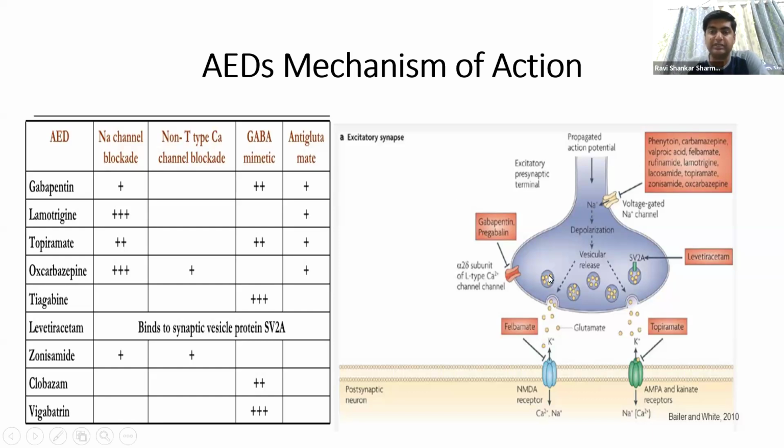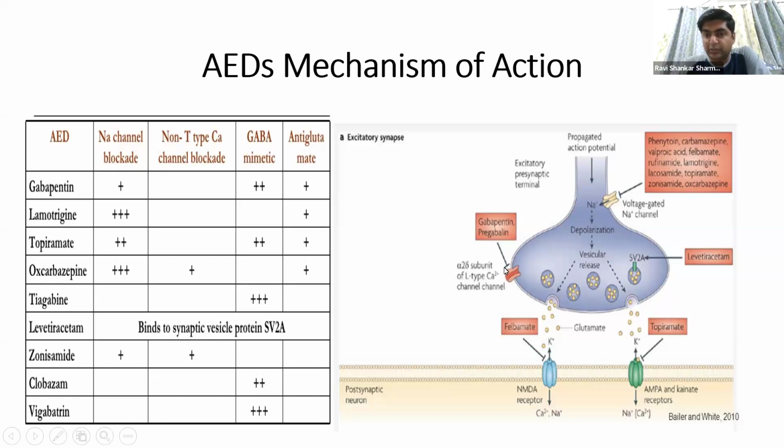On the right side of the screen you can see the axonal terminal site, where you can see the nerve vesicles which are filled with the neurotransmitters. On the left side of this diagram you can see the alpha-2-delta subunit of the receptor. This is the site where primarily pregabalin and gabapentin get attached.